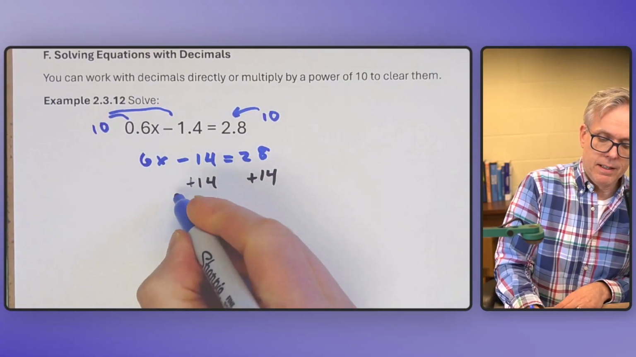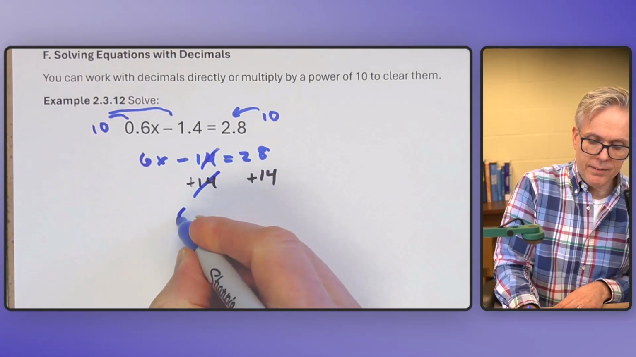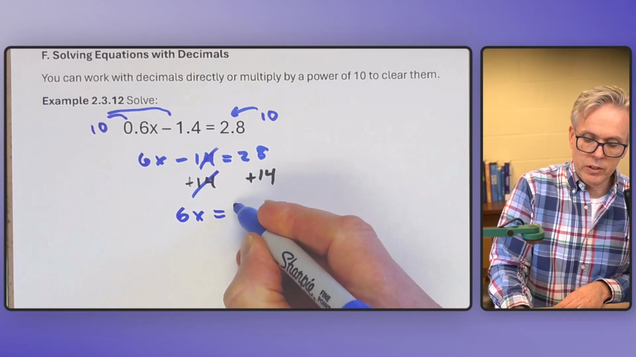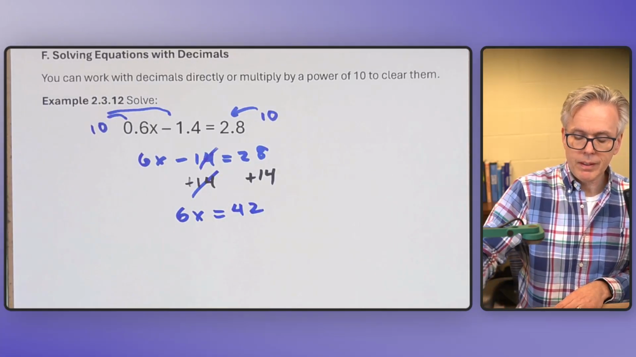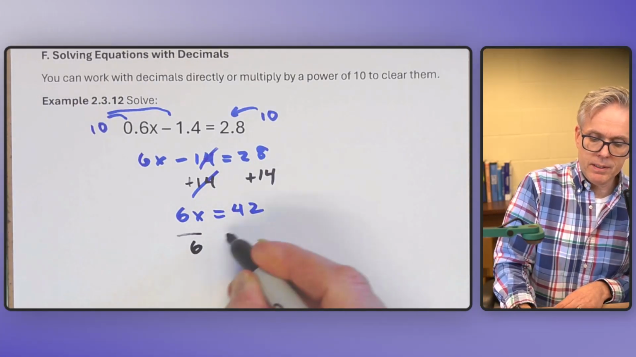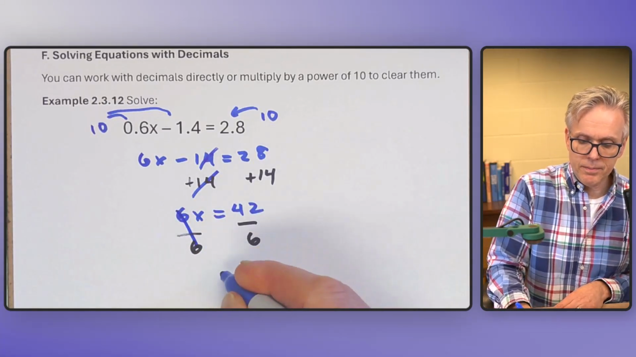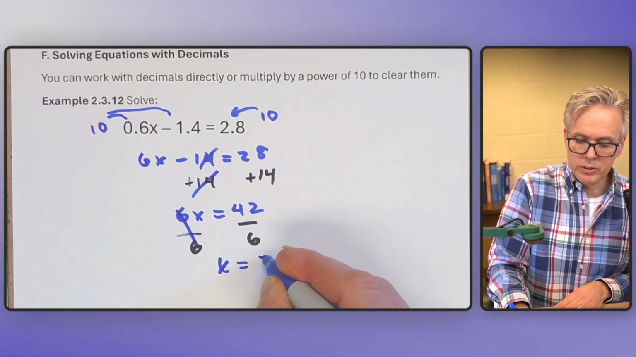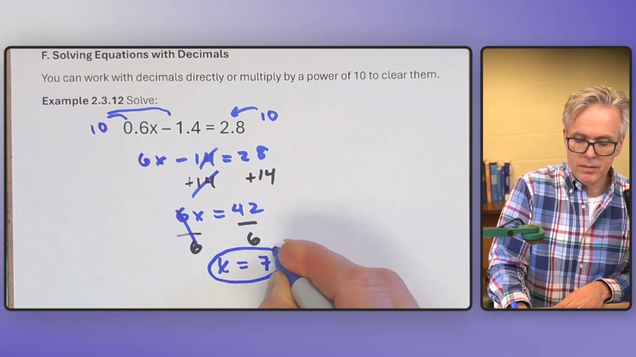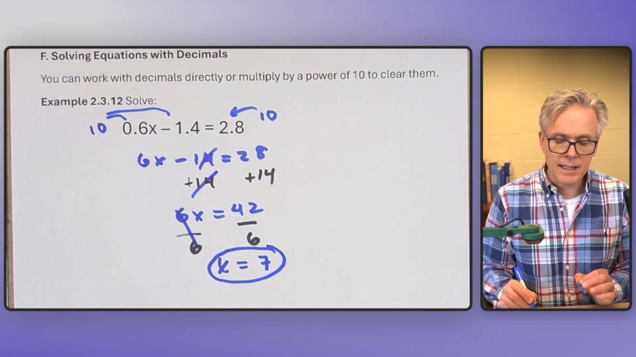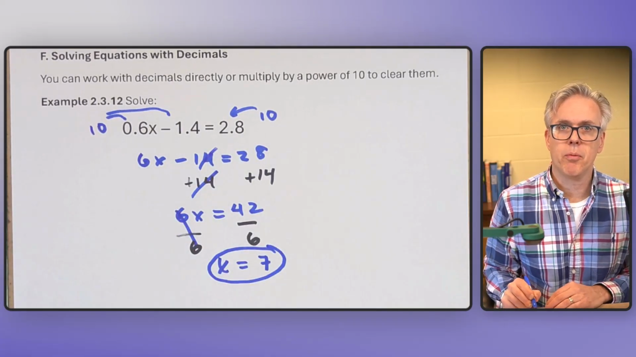And so I'm going to have these 14s cancel. I'll have 6x equals 42. And I'll go ahead and divide both sides by a 6. 6's cancel. And I'll get x equals 7. And you get exactly the same thing if you worked with the decimals the way they were.